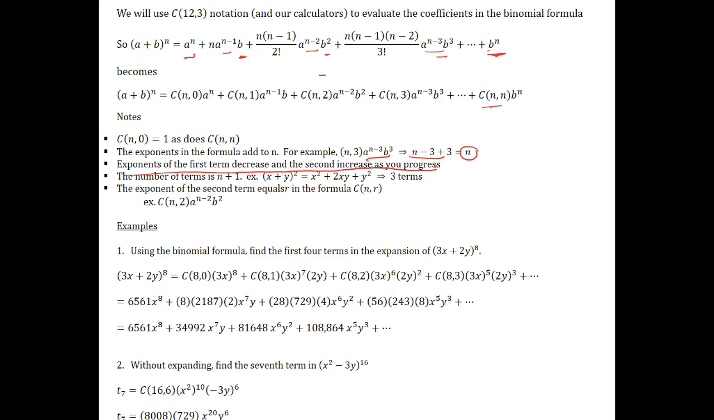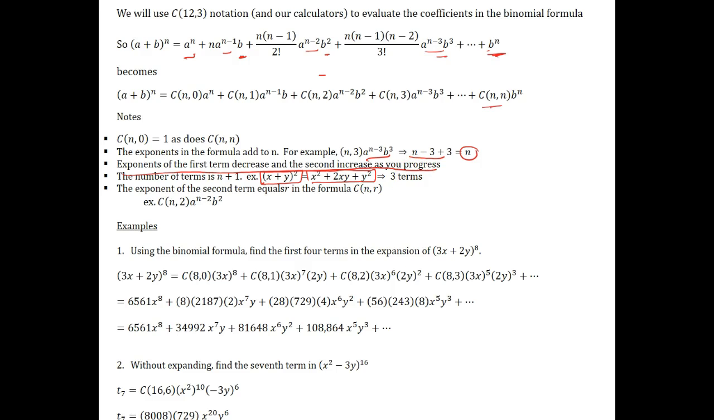Okay. The other thing you'll see is that the number of terms in an expression is always 1 more than n. So for example, x plus y squared, if you expand it in full, in the formula, we have 3 terms. Right.